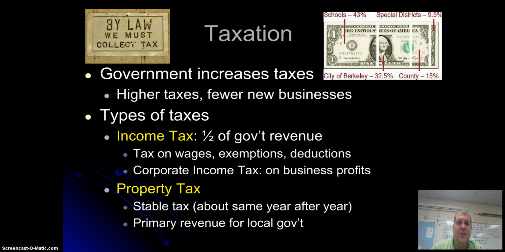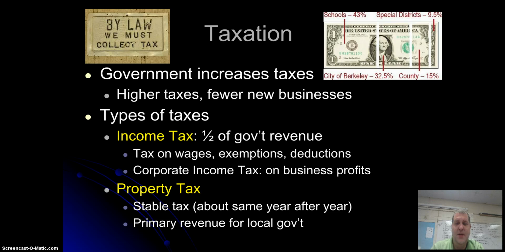The first one is going to be income tax. Half of all government revenue comes from income tax. This is tax on wages, exemptions, deductions. Corporate income tax is a tax on business profits. There are taxes everywhere. When you guys start working, you're going to get a paycheck and it's going to say income tax on it. That's federal income tax, and that's what you're going to have taken out of it.